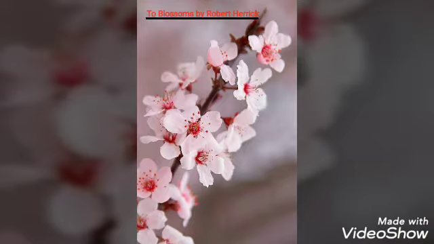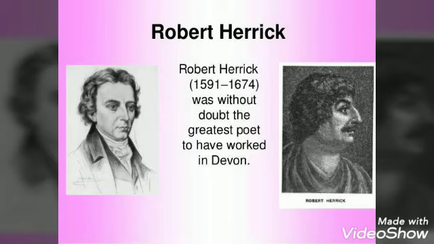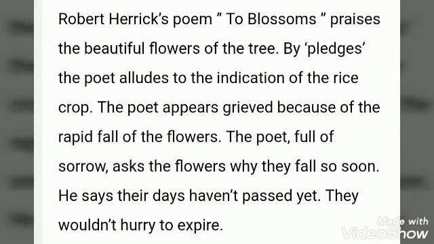If we see in this poem, the poet highly praises the beautiful blossoms of a tree. By blossoms, the poet means the indication of the rich crop. The poet appears grief stricken owing to the fast fall of the blossoms. Filled with grief, the poet asks the blossoms why they are falling so soon.